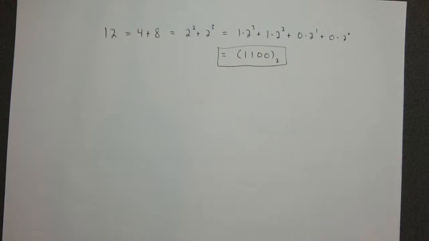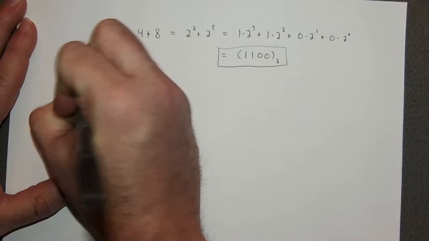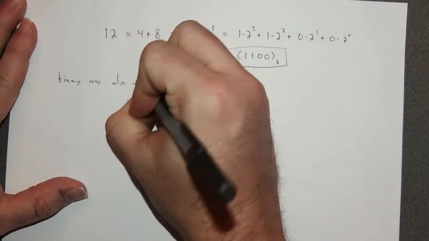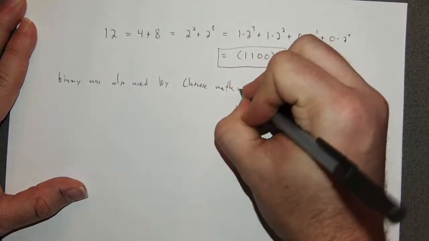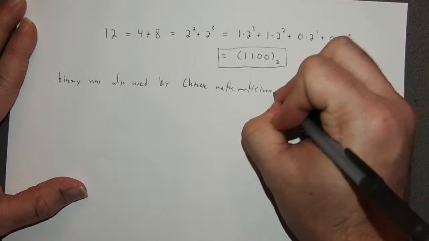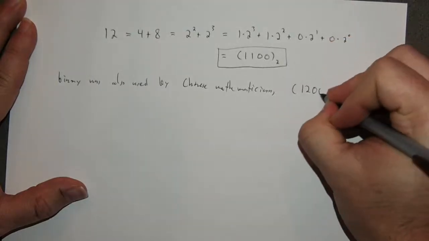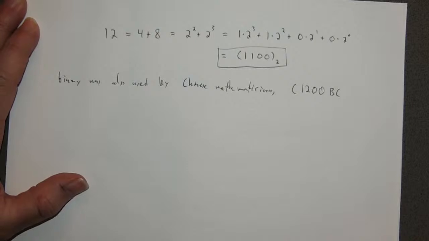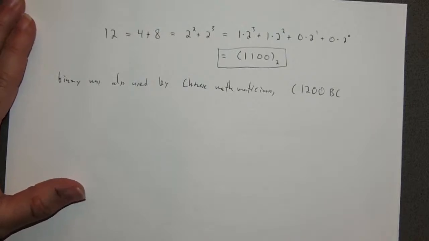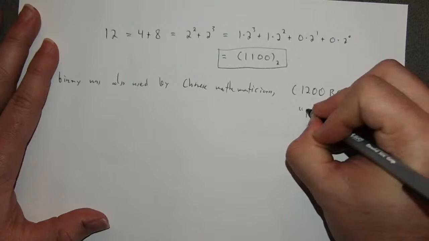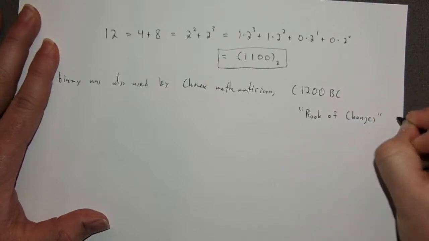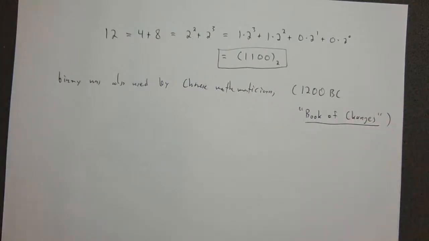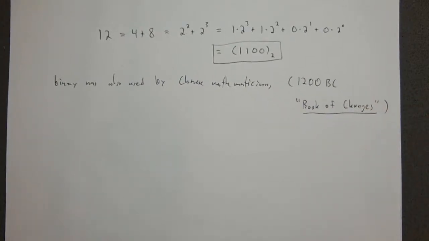The Chinese used binary, so binary was also used by Chinese mathematicians. The first example of this was about 1200 BC in something called the Book of Changes, which was like a fortune-telling book. It was a divination book that used binary to represent mystical concepts.